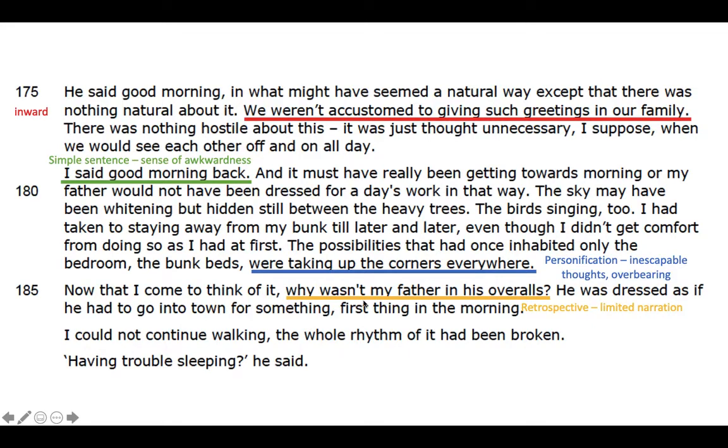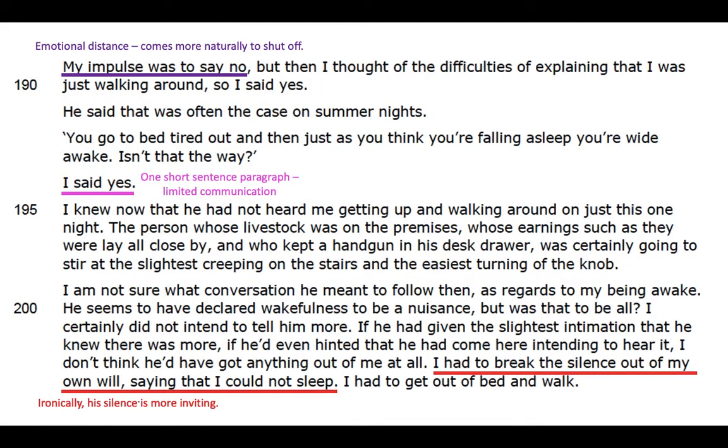And again, retrospective, limited narration. She's like, now that I come to think of it, why wasn't my father in his overalls? He was dressed as if he had to go into town for something first thing in the morning. So she doesn't understand everything that's going on in anyone else's life, really, but her own. And that could explain why no one else has noticed what's wrong with her, because everyone else has so many problems, which we'll talk about later.